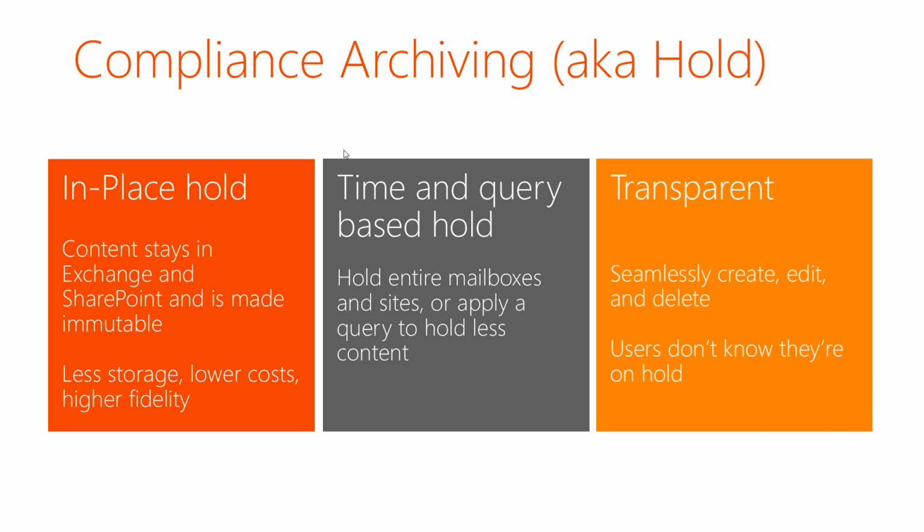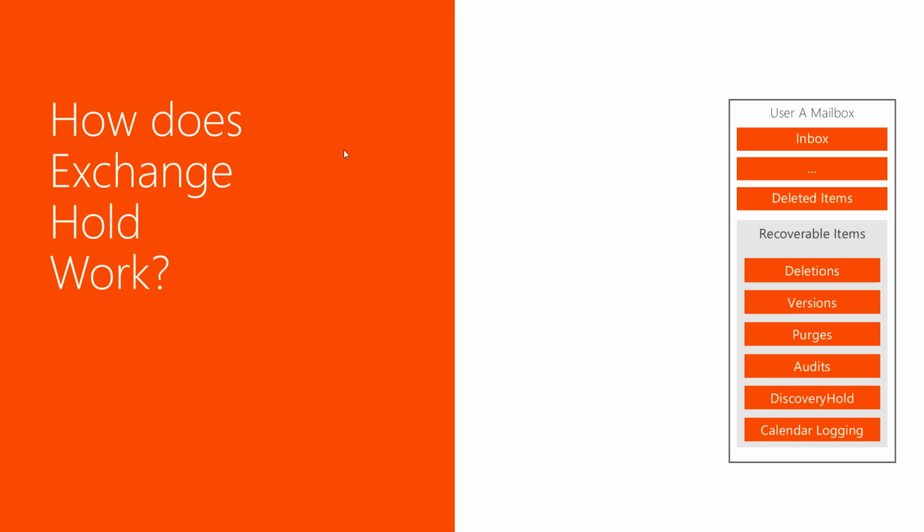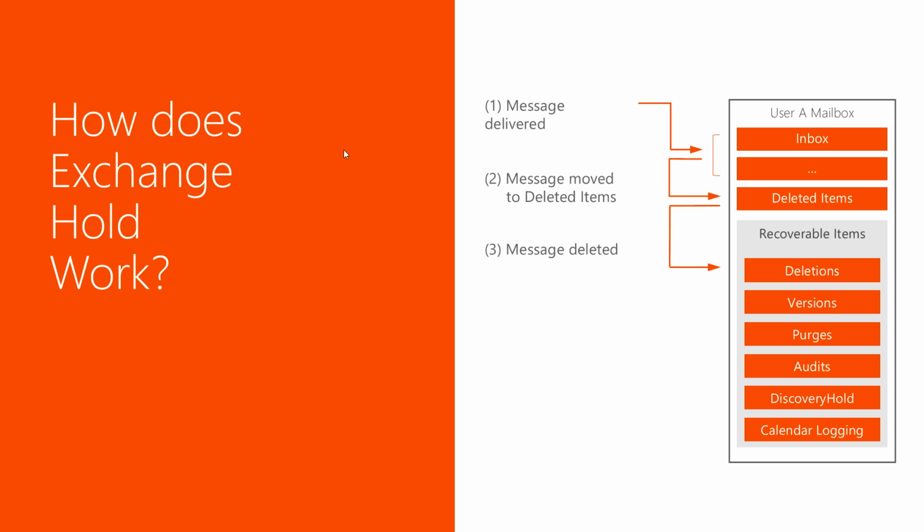Okay, so how does Exchange Hold work? So a message comes in, goes into the user's mailbox just like it does today, and then it gets moved to the deleted items after the user deletes it. So the user decides that, you know what, this is an incriminating message. I need to purge it from the system. So they go into recover deleted items, and they delete it again, which purges the message from the system. Now, up until this point, everything works exactly the way it does today.